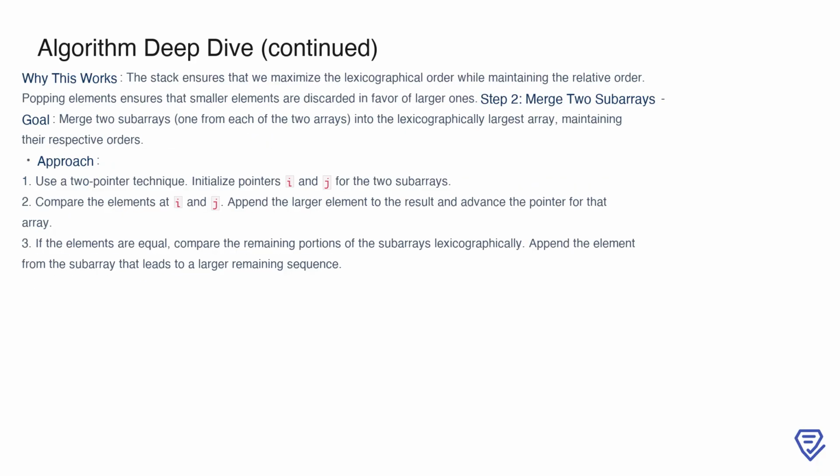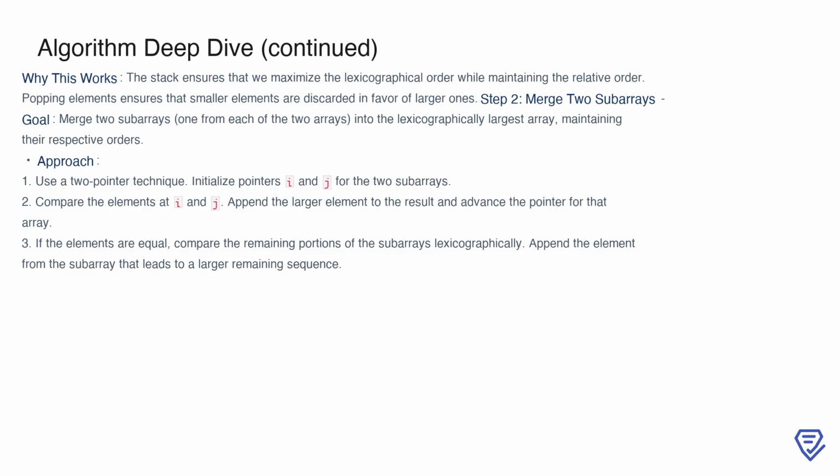The reason this stack-based approach works so well is that it guarantees the lexicographical order by consistently choosing the largest possible numbers while adhering to the constraints. Once we've defined how to extract the maximum subarray from one array, the next step is merging two subarrays, one from each of the original arrays, into a single array of length k. The goal here is to ensure the merged array is also lexicographically the largest possible while maintaining the internal order of elements from each subarray.